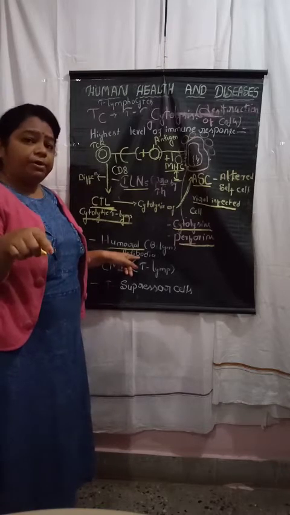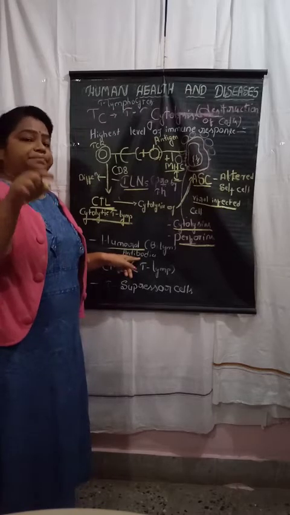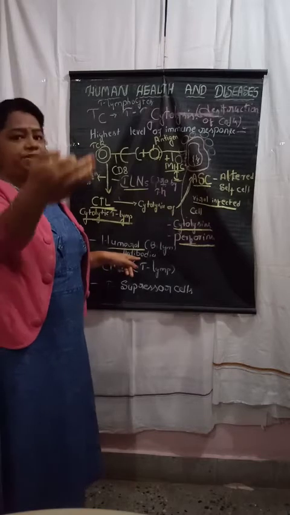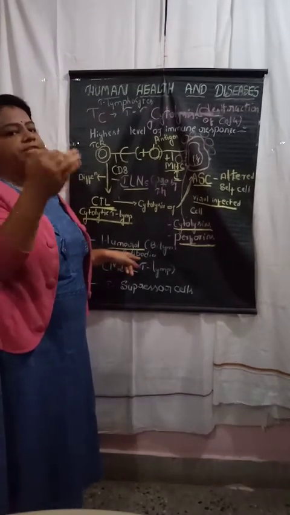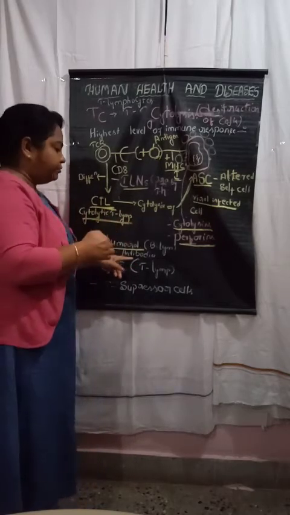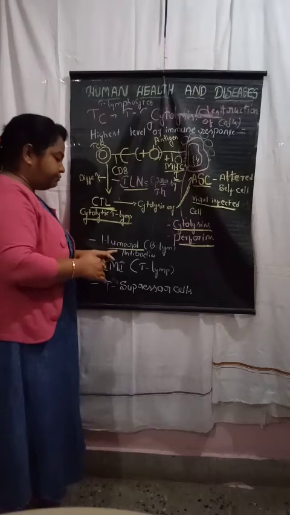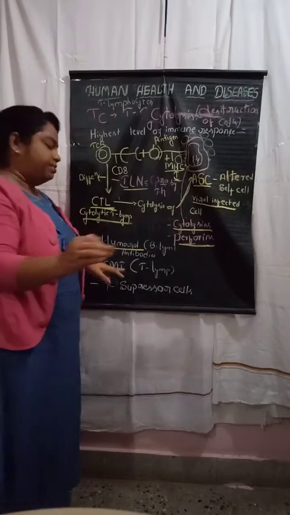Then what are antibodies? Antibodies are the bodies which bind with the antigens. The protein molecule which binds with the antigen directly, we call it an antibody. This is offered by B lymphocytes. That immunity, we call it humoral immunity.